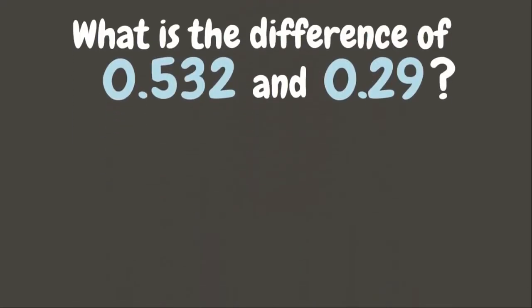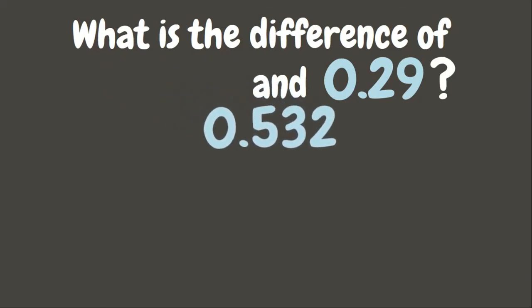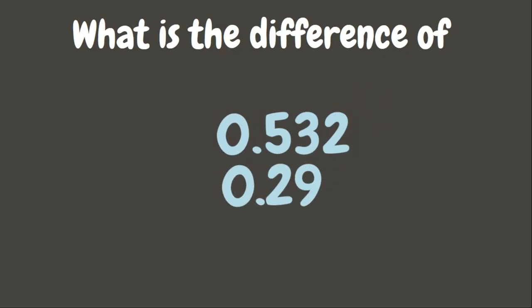Let's have another one. What is the difference of 532 thousandths and 29 hundredths? If we are looking for the difference, we need to subtract. First, let's align them vertically. Make sure again the decimal points are aligned. Let us subtract from right to left. Since there is an empty place value, let's put 0. 2 minus 0 is 2.